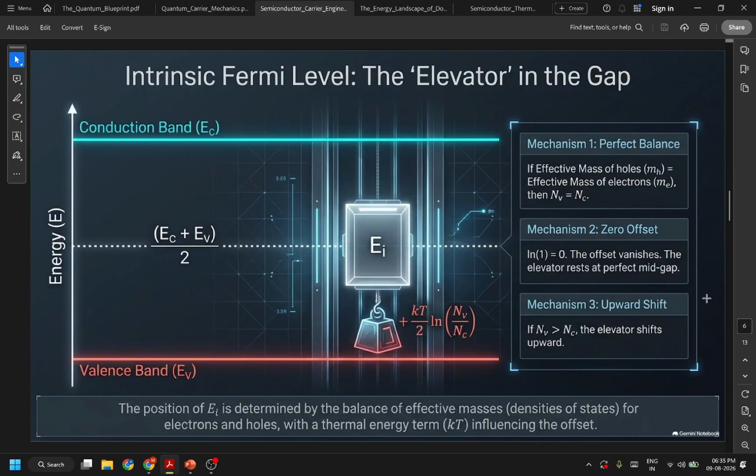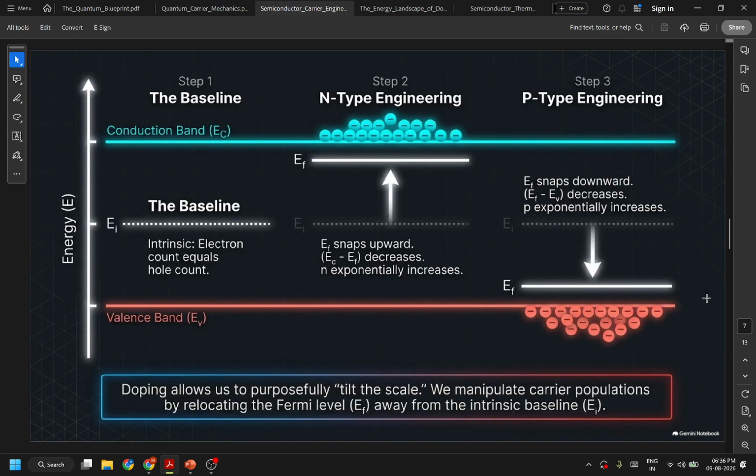If Nv is greater than Nc, Ei becomes higher. If Nc is greater than Nv, Ei becomes lower, that is, closer to the valence band. So the position of Ei, which is the intrinsic Fermi level, is determined by the balance of effective masses or density of states for electrons and holes, with a thermal energy term influencing the offset.